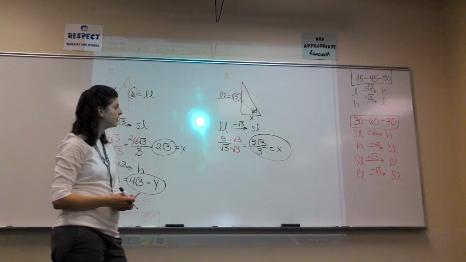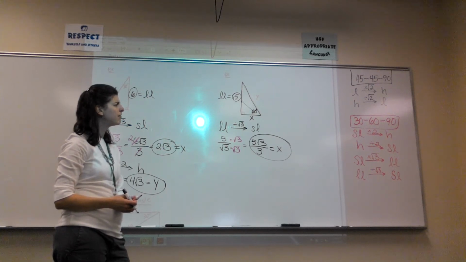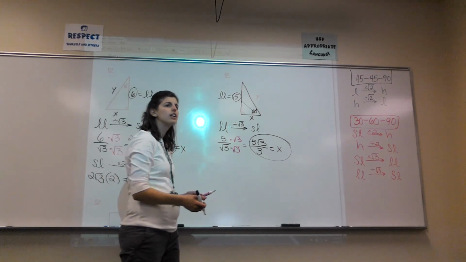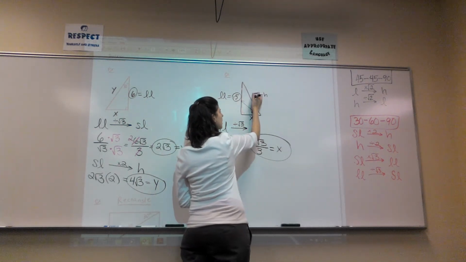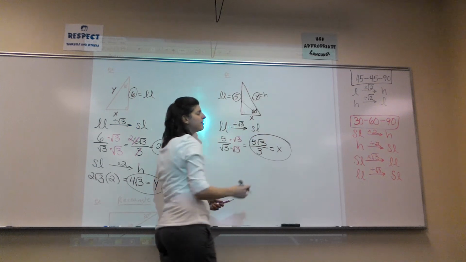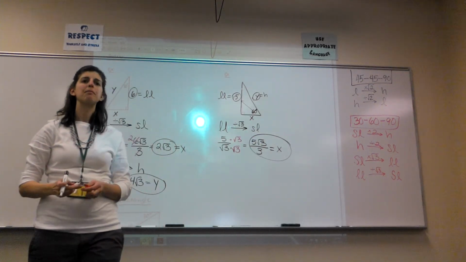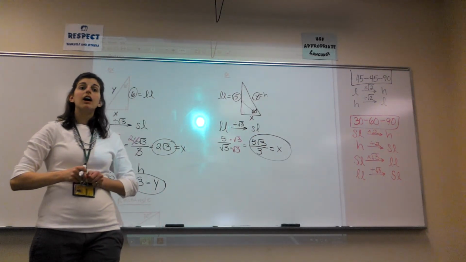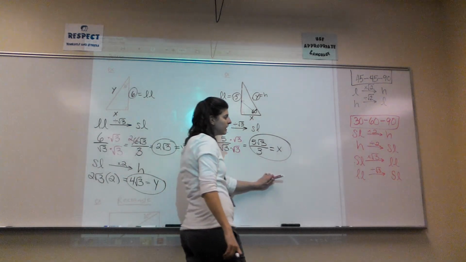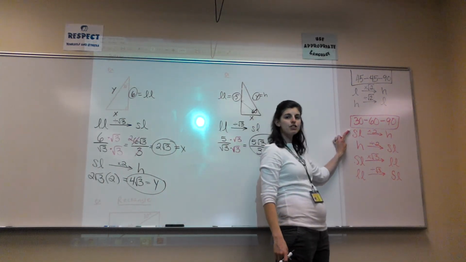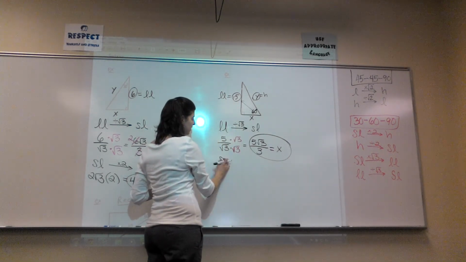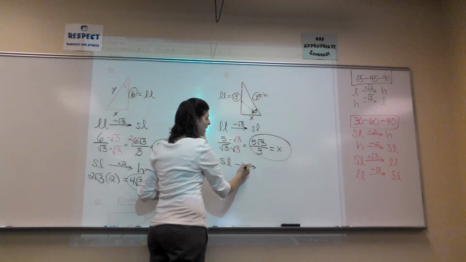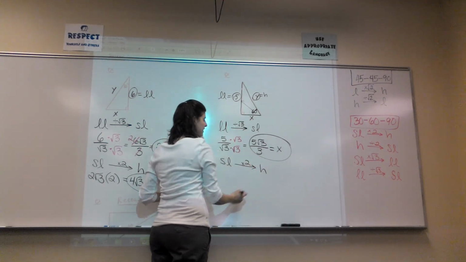All right. How do we find Y? Y is the hypotenuse. So how am I going to find the hypotenuse? Take the short leg and multiply it by 2. Okay, so we're going to take that short leg and multiply by 2 to get to the hypotenuse.